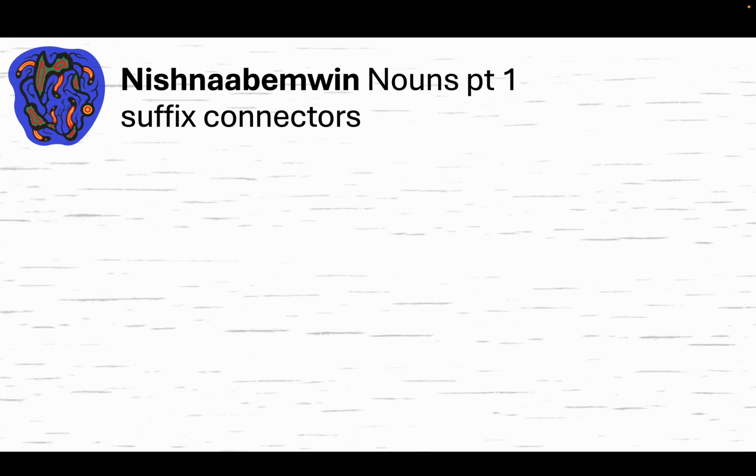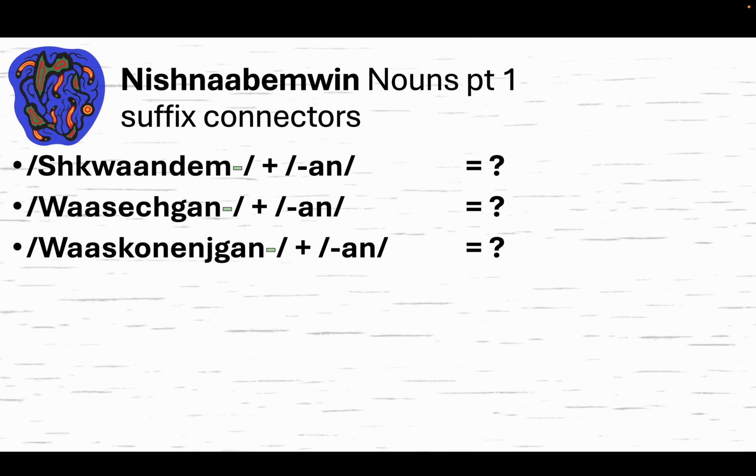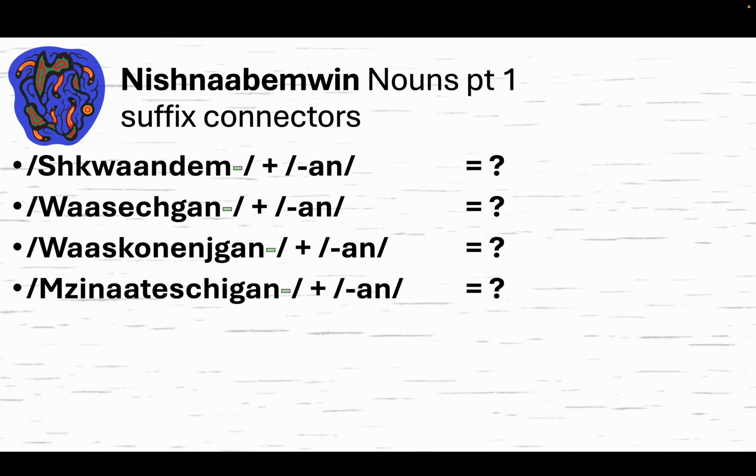So Nishnaabemwin Nouns Part 1, Suffix Connectors. So our example, Shkwandem, doesn't have a suffix connector, so it'll be pluralized like Pakwan. Wasechkan also does not have a suffix connector. Same with Waskanenjkan. Mzinateschigan also doesn't have a suffix connector. Ninj has a Y suffix connector, so it's going to be pluralized like our example, sin, rock.